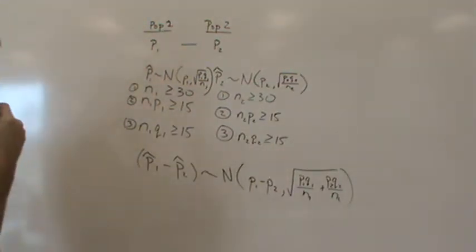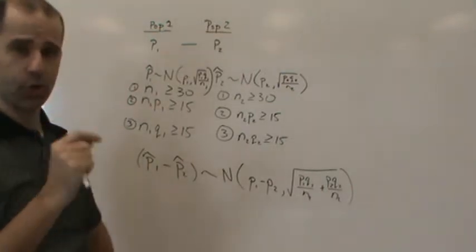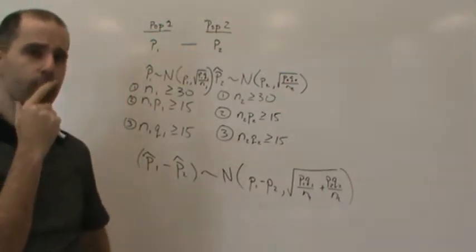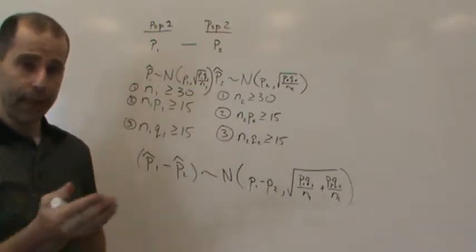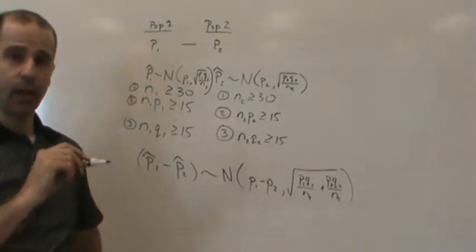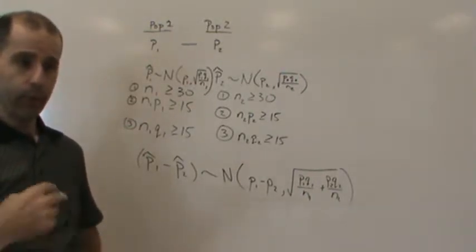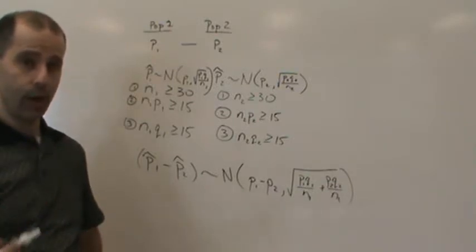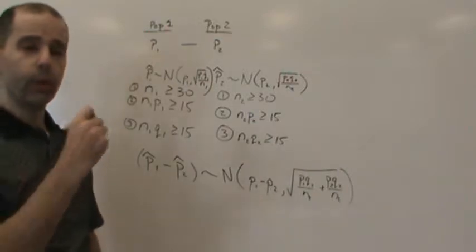Well, we don't know what P1 and P2 are, right? Under the null, as you can see, we're assuming that they're the same, but we don't know what they are. We're just assuming whether they're the same or different, and under the null, we're going to assume that they're equal. But we don't know what the population parameters are in this case. So what are we going to do?